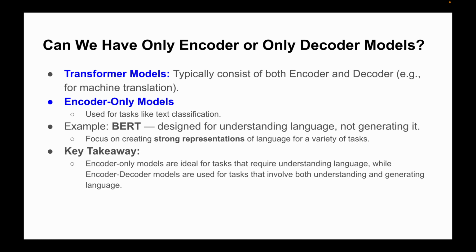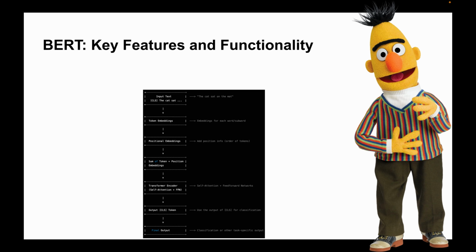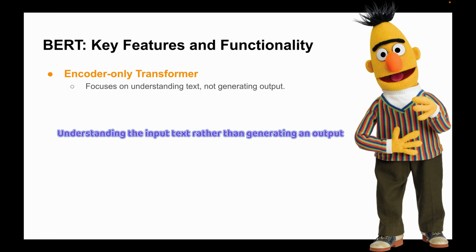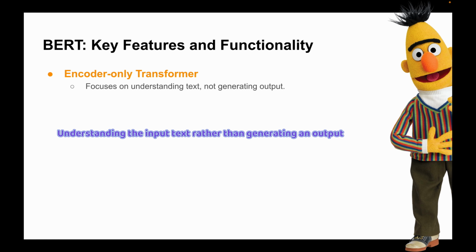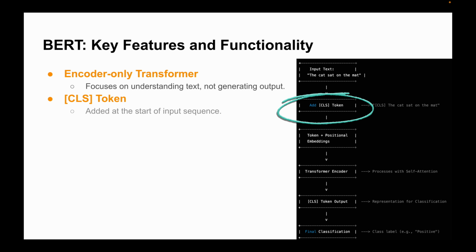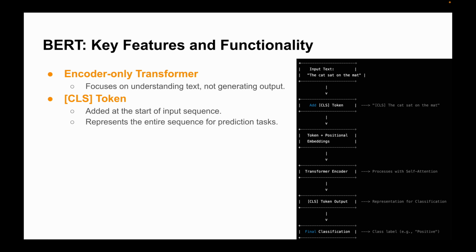Now let's talk quickly about BERT. BERT is a model that uses only the encoder part of the transformer. It means that it focuses on understanding the input text rather than generating an output. The CLS token is added at the start of the input sequence. This token is special because it represents the entire input sequence. For many tasks, the embedding of this token is used to make predictions.